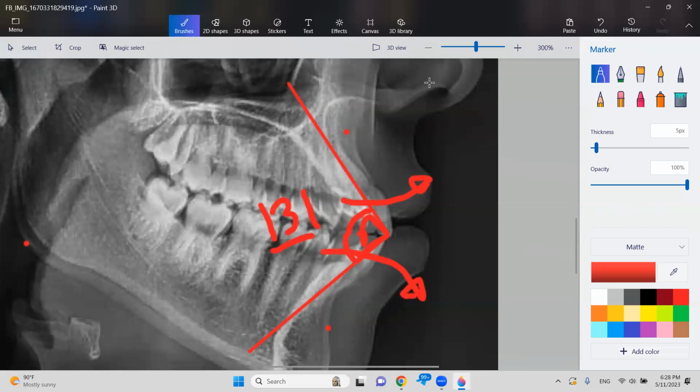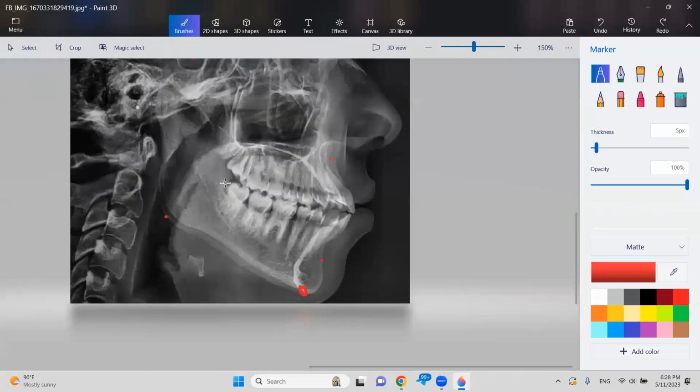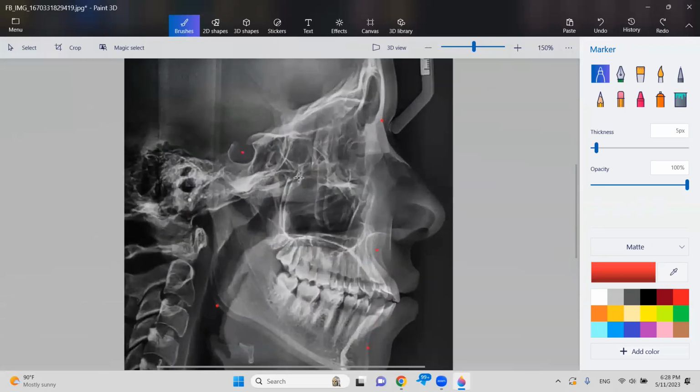Great. So this is the analysis of Steiner, to use it to analyze the patient's cephalometric X-ray.